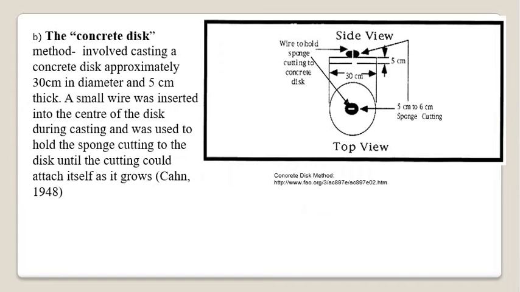But of both methods, the floating raft method is quite commercial as compared to the concrete disc method, because the concrete disc method doesn't give a good result for sponge culture, right? Because it is quite commercial, or you can say not commercial, it is quite economical. Why and how is it economical?